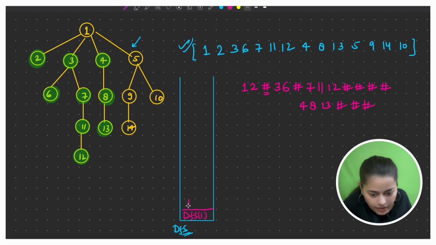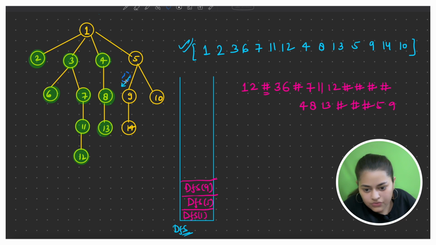Let's come to 5, the call for 5 will be made, right? And 5 will be appended. Then we'll come to 9. DFS 9 will be called and 9 will be appended. Then we'll come to 14. DFS 14 will be called and 14 will be appended.